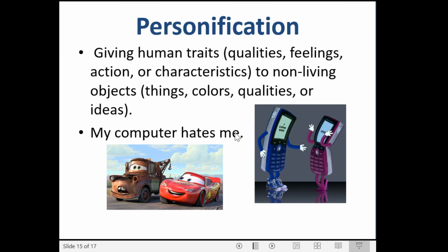Next, we have personification. It gives human traits, qualities, feelings, actions, or characteristics to non-living objects, things, colors, qualities, or ideas. For example, my computer hates me. Okay, that implies that computers actually have feelings, which they don't. Okay, so saying the clouds are crying their tears down on the wilting flowers. Clouds don't cry. Cry is a human characteristic.